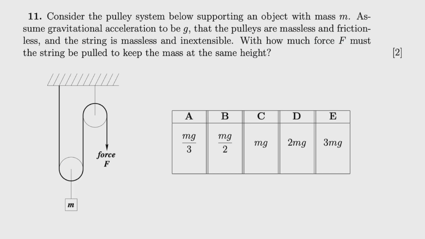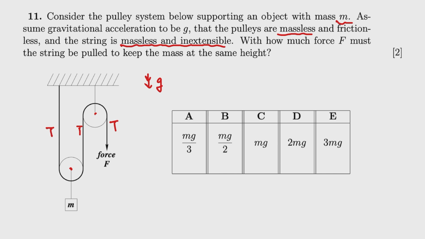So question 11 is about pulleys. We know that the object being supported is m, and the gravitational acceleration is g. There are a few assumptions we make in this question. The pulleys are massless, which means that we only need to consider the mass being supported. It is also frictionless, which means there is no extra force. And the string is massless and inextensible. So based on these assumptions, we can tell that the tension on the string should be the same everywhere.